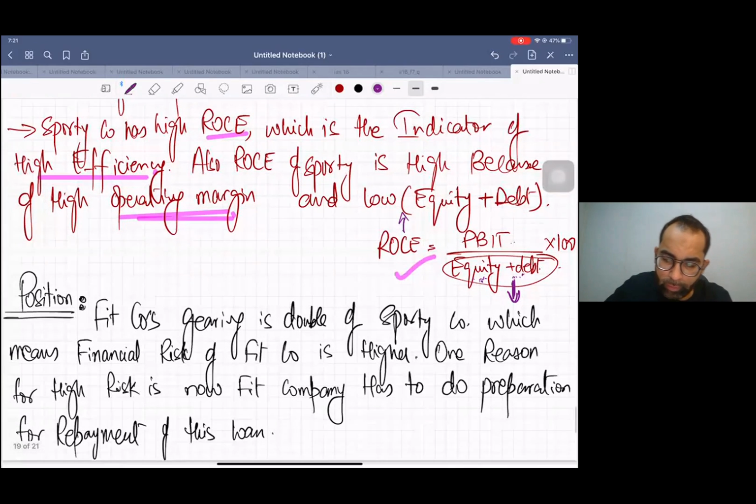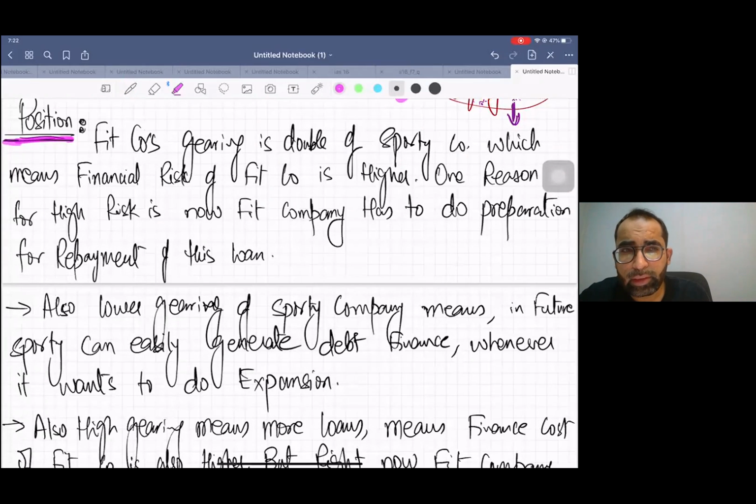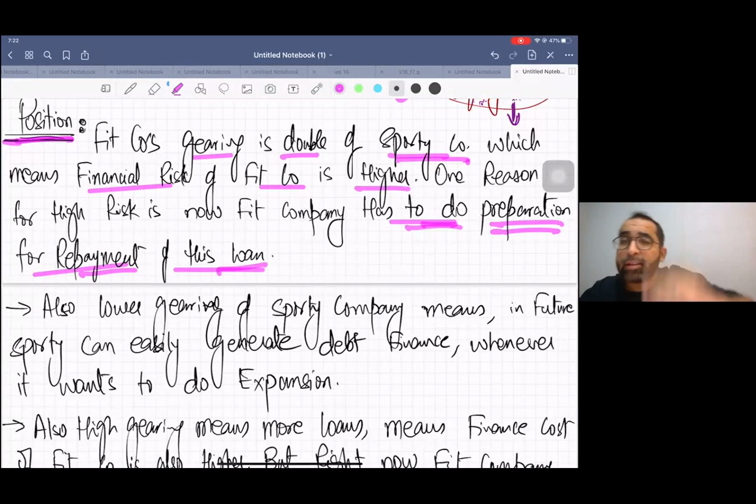Now, very easy. If you comment on position, that is gearing and debtor creditor days. Fit company's gearing is almost double of Sporty company, which means financial risk of Fit company is higher. High gearing means high financial risk. I already told you, one reason for high risk is that Fit company has to prepare for repayment of this loan. When you have taken a loan, there must be a repayment date, and if you fail to repay your loans on time, your company will be liquidated. So this is a risk. Repayment of loan is a big risk.